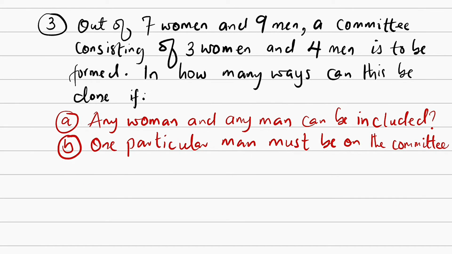And here is the last question, which reads, out of 7 women and 9 men, a committee consisting of 3 women and 4 men is to be formed. In how many ways can this be done if we have 2 conditions? You can see them. The first one, any woman and any man can be included. And the second condition, one particular man must be on the committee. Okay, let's start with the first condition here. If any man and any woman can be included, therefore the number of ways, let me use my black pen.